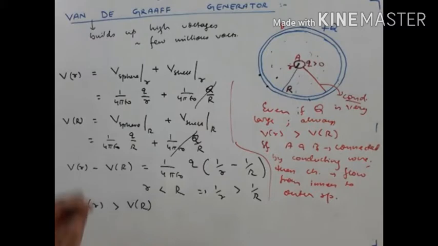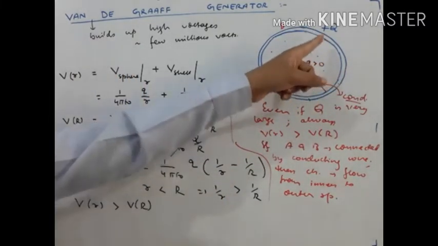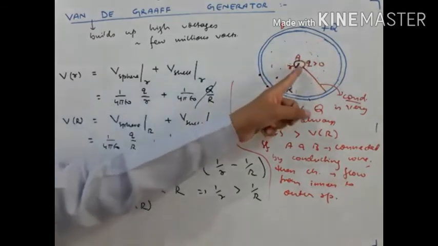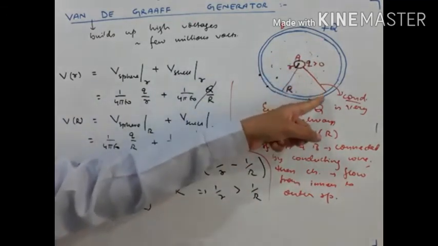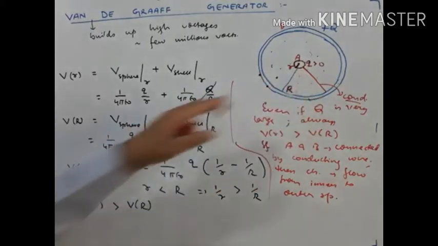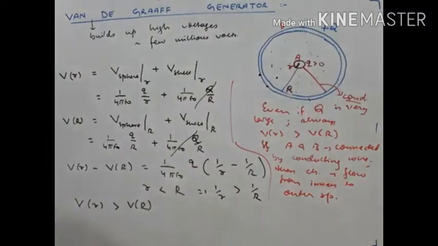Let me repeat what I told. Whatever be the value of this charge, capital Q, irrespective of that, if these two are connected, charge will always flow from the inner sphere to the outer sphere, provided the inner sphere has positive charge. If it is negatively charged, then the opposite thing will happen.